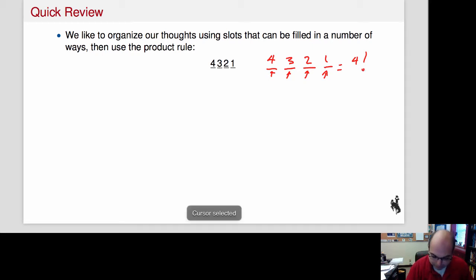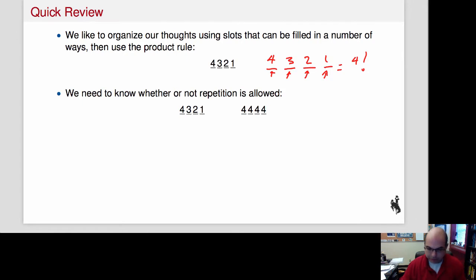Now, you have to be careful because you need to keep track of things like, is repetition allowed or is repetition not allowed? So when you do 4, 3, 2, 1, you're assuming that repetition is not allowed. So after you pick something and put it in the first slot, then you can't pick it again for the second slot. That's why it goes down to 3. On the other hand, if you can reuse it, then it stays at 4, and you end up with 4 times 4 times 4 times 4. Okay, so that's one thing to keep in mind.